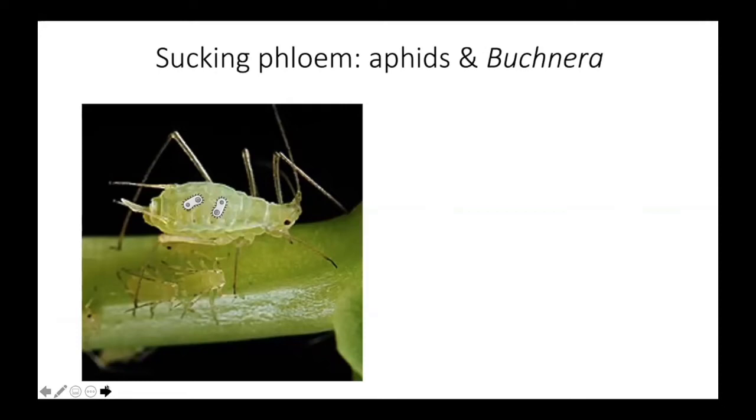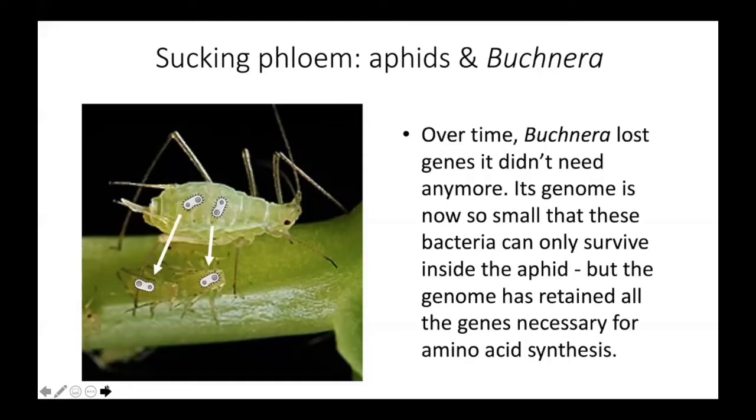The Buchnera bacteria is very faithfully transmitted from mother to offspring. And fascinatingly, the Buchnera has lived inside aphids for so many generations that many of the genes it used to have for survival out in the world became totally unnecessary because the bacteria was never living by itself anymore. It's always inside the aphid. As a result, those genes over time mutated and degraded and eventually got lost from the Buchnera genome. The genome is really, really tiny, but it does retain the genes for the synthesis of the amino acids that the aphid needs.